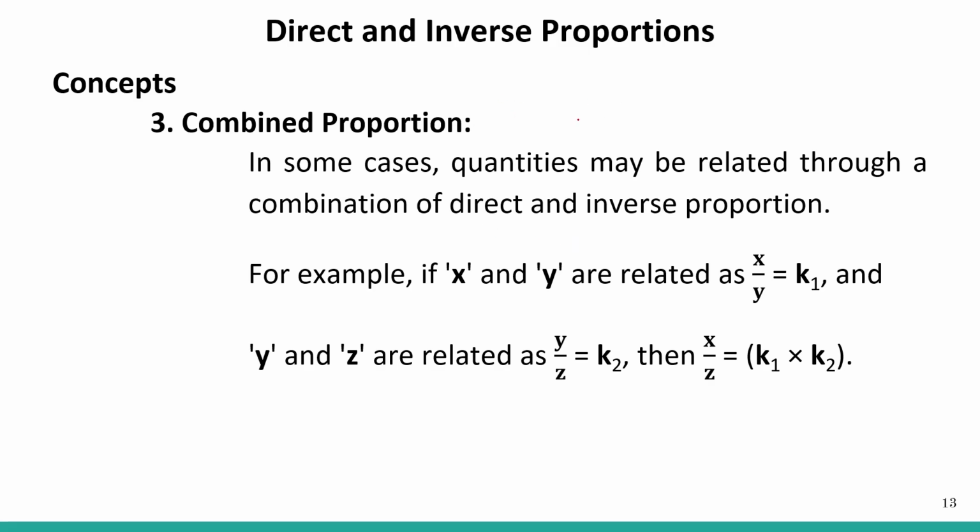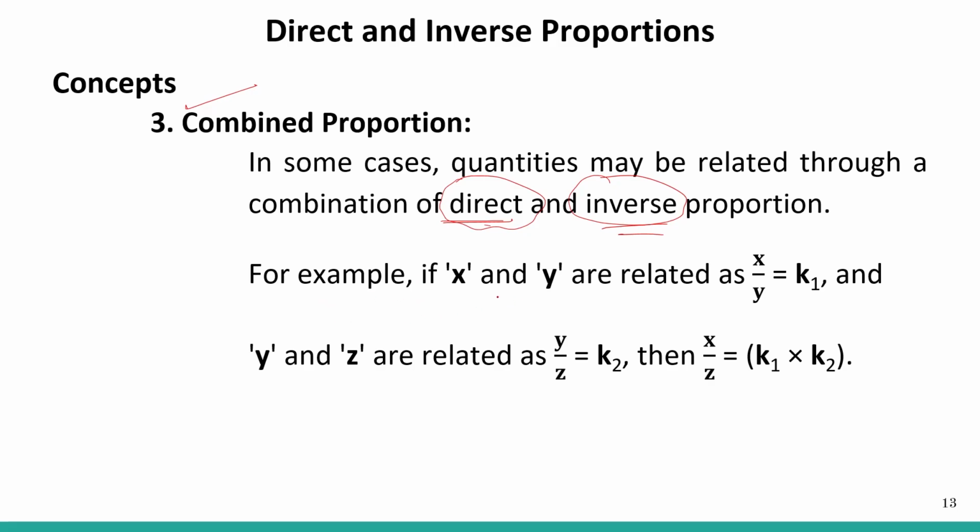So you have some quantities that are connected via both direct and inverse proportion. Whenever you have both these concepts involved in one case, that is direct and inverse proportion, then that kind of proportion is called combined proportion.